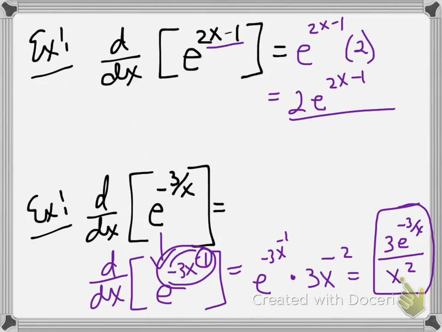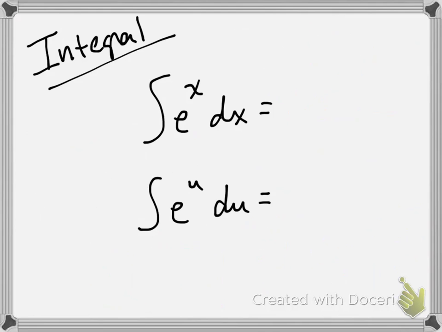Alright, that's the derivative. It's just itself times the derivative of the power. Now we're going to do some integration. So if the derivative of e to the x is e to the x, then what's the integral of e to the x? Well, you probably figured it out. It's e to the x. So when you integrate e to the u, you also get e to the u, and in both cases we put plus c.